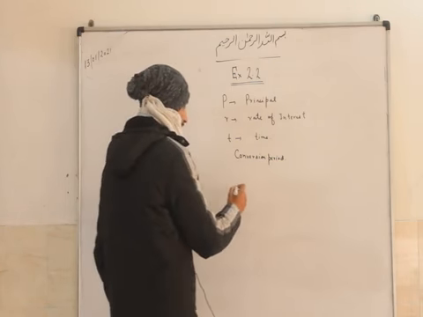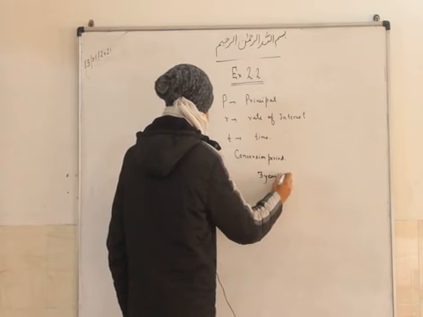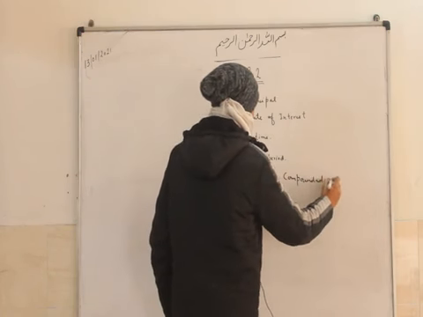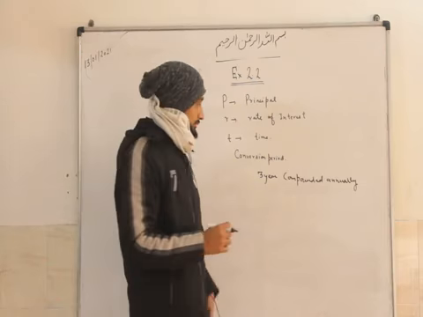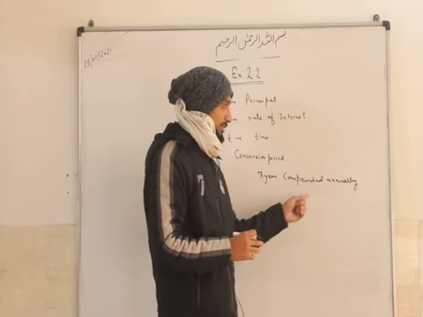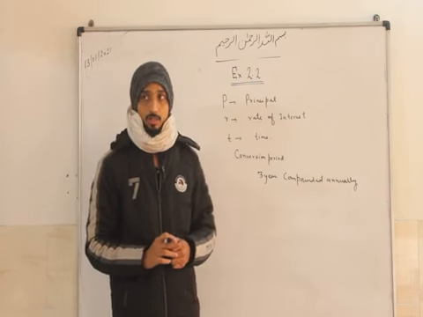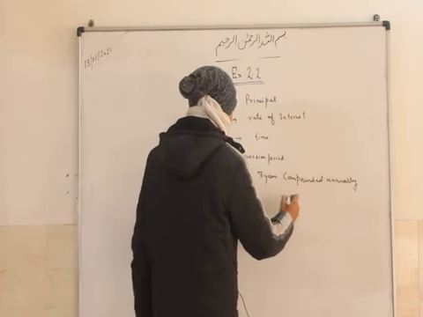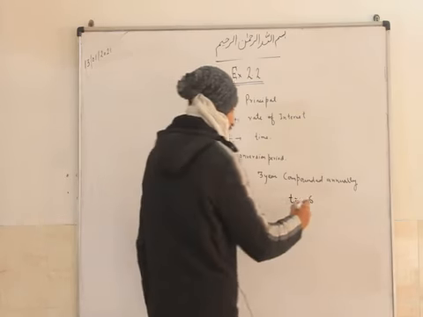Suppose it is given 3 years compounded annually. It means that we are getting the interest after every year, because this is compounded annually. If it is written semi-annually, it means that the conversion period is 6 months. So if it is given 3 years, the time T we are taking here is 6, because here the conversion period is semi-annually.